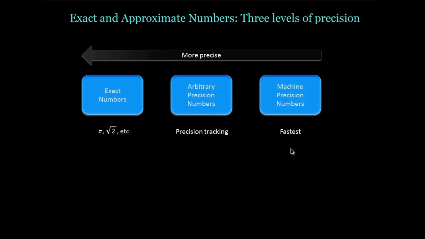Finally, there are fast machine precision numbers. These have the advantage of being directly supported by the hardware of most computers, leading to vastly greater speed. Their disadvantage is that there is no mechanism for tracking the effects of round-off error. By default, Mathematica uses machine precision numbers when you enter a decimal.